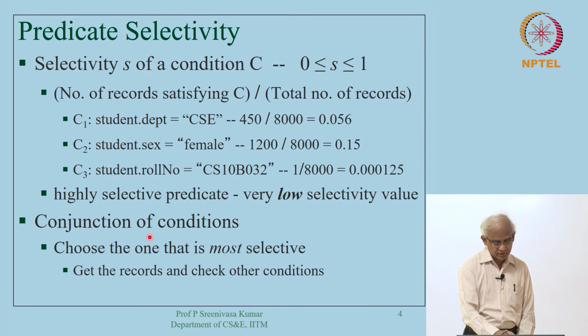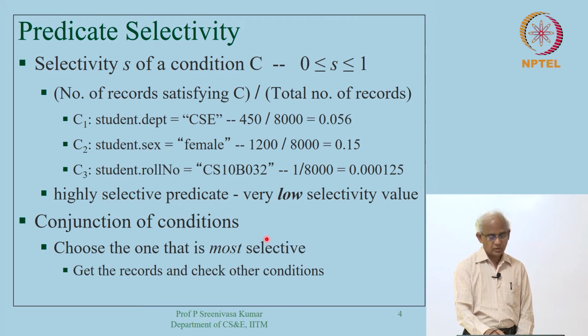So, if you have a conjunction of conditions, then these selectivity values will help us choose the most selective condition, which will give you the fewest number of records to handle. Then retrieve those records and check the other conditions. That is the strategy we will use.